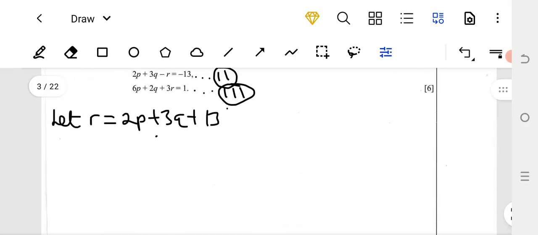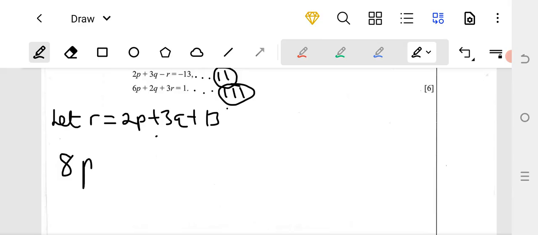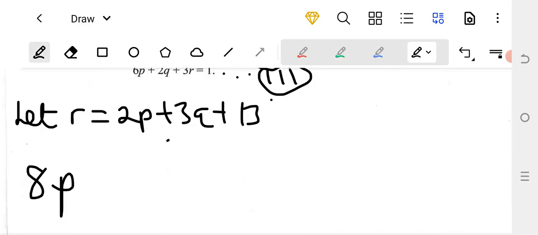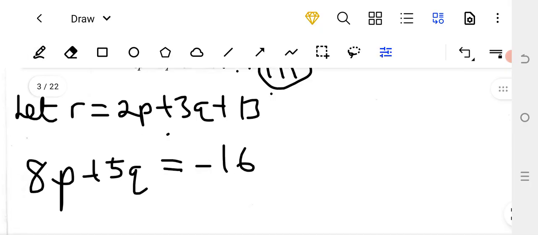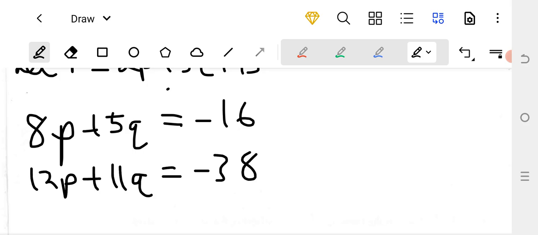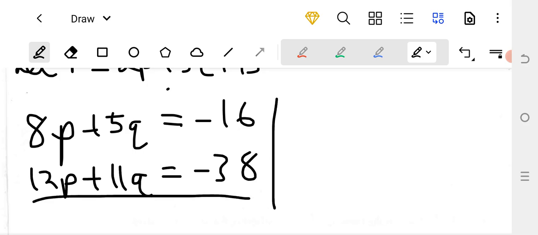So we have 8p plus 5q is equal to negative 16. The second equation is 12p plus 11q is equal to negative 38. Then to solve this, I'm going to choose to eliminate the p.